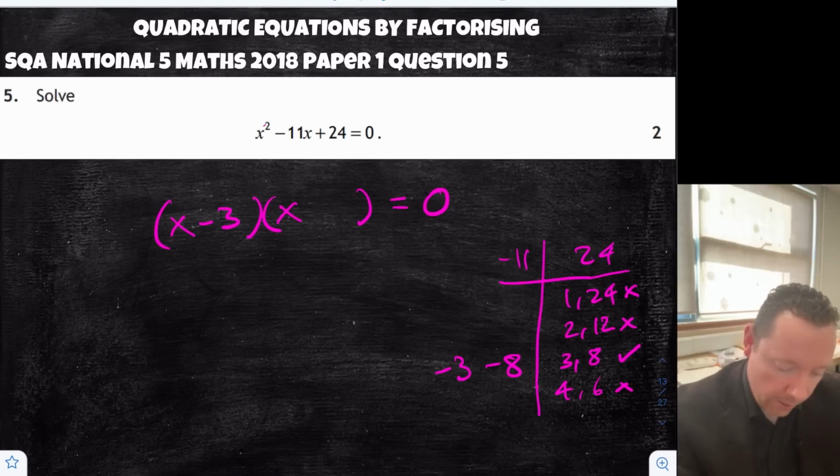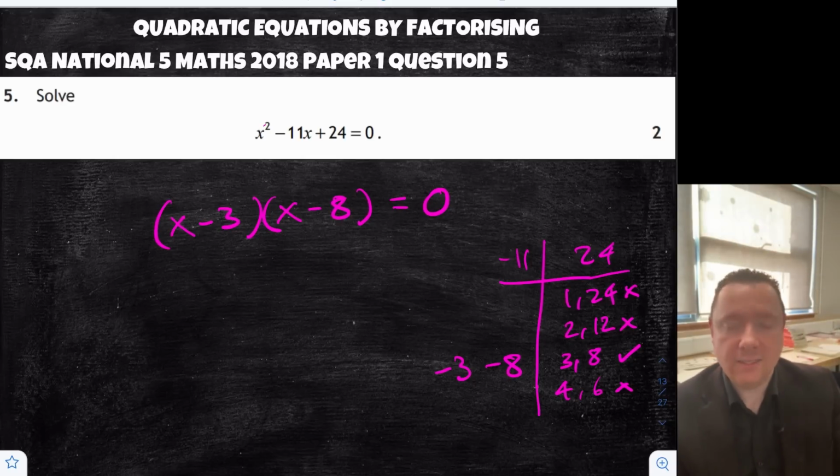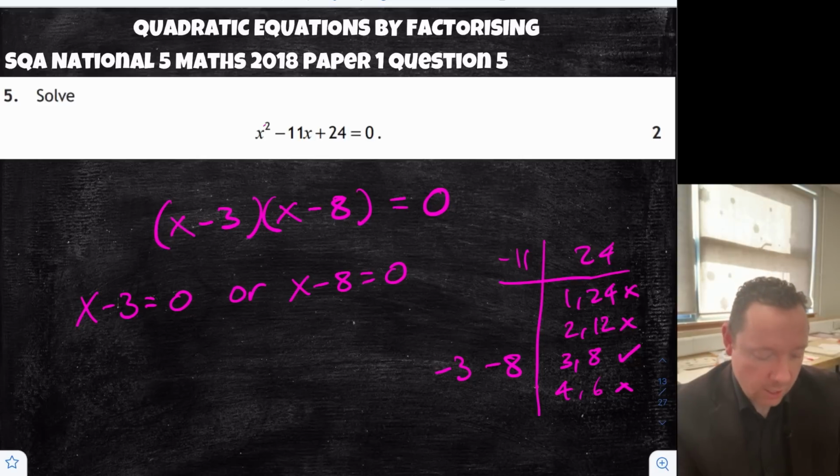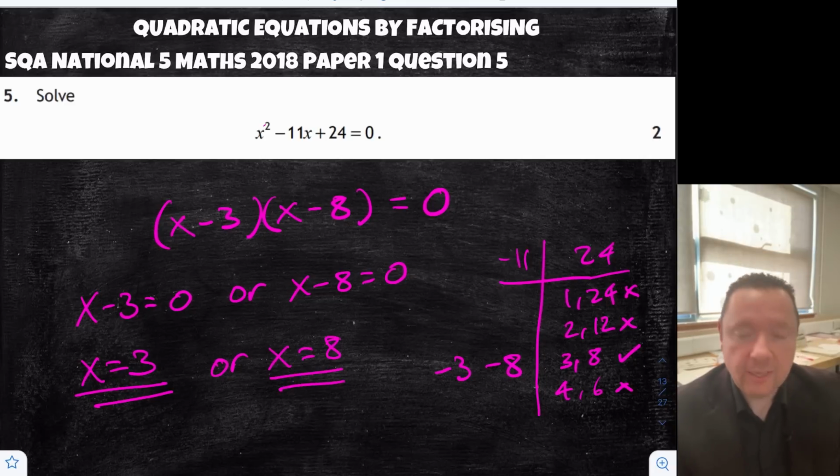Minus 3, minus 8. So we've got two brackets that equal 0. That means that x minus 3 equals 0, or x minus 8 equals 0. And just solving those equations, x must be 3 because 3 take away 3 is 0, or x must be 8 because 8 take away 8 is 0. And we're done there.